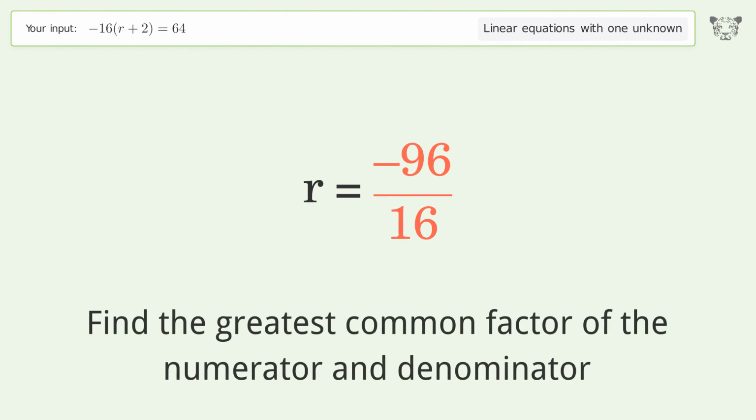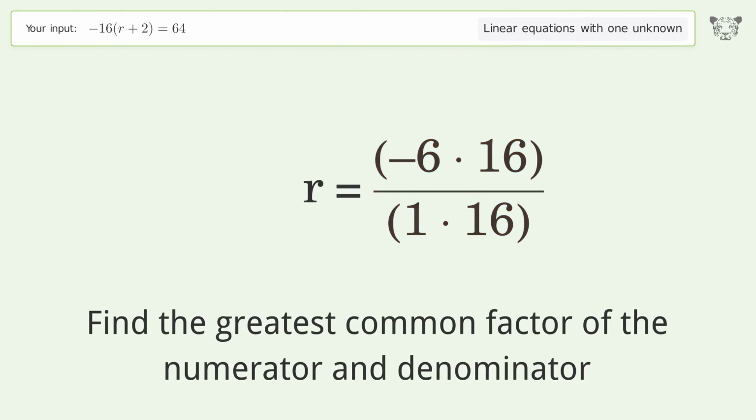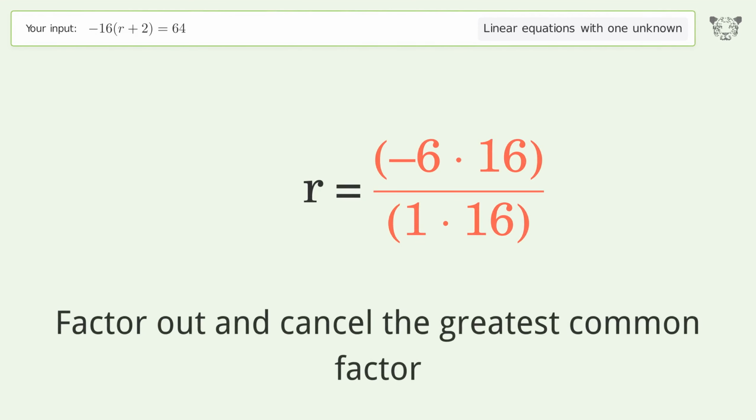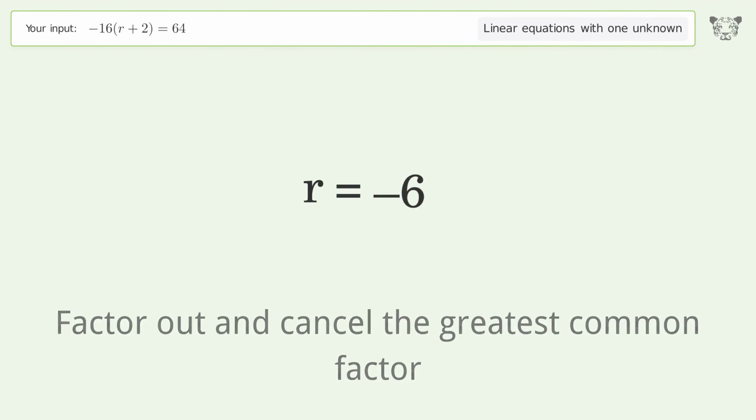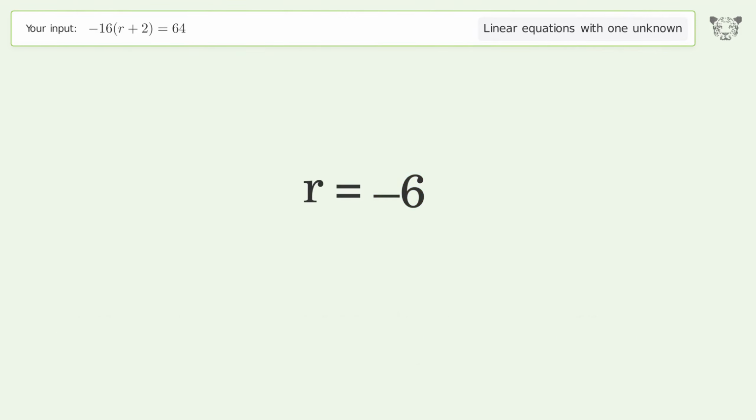Find the greatest common factor of the numerator and denominator. Factor out and cancel the greatest common factor. And so the final result is r equals -6.